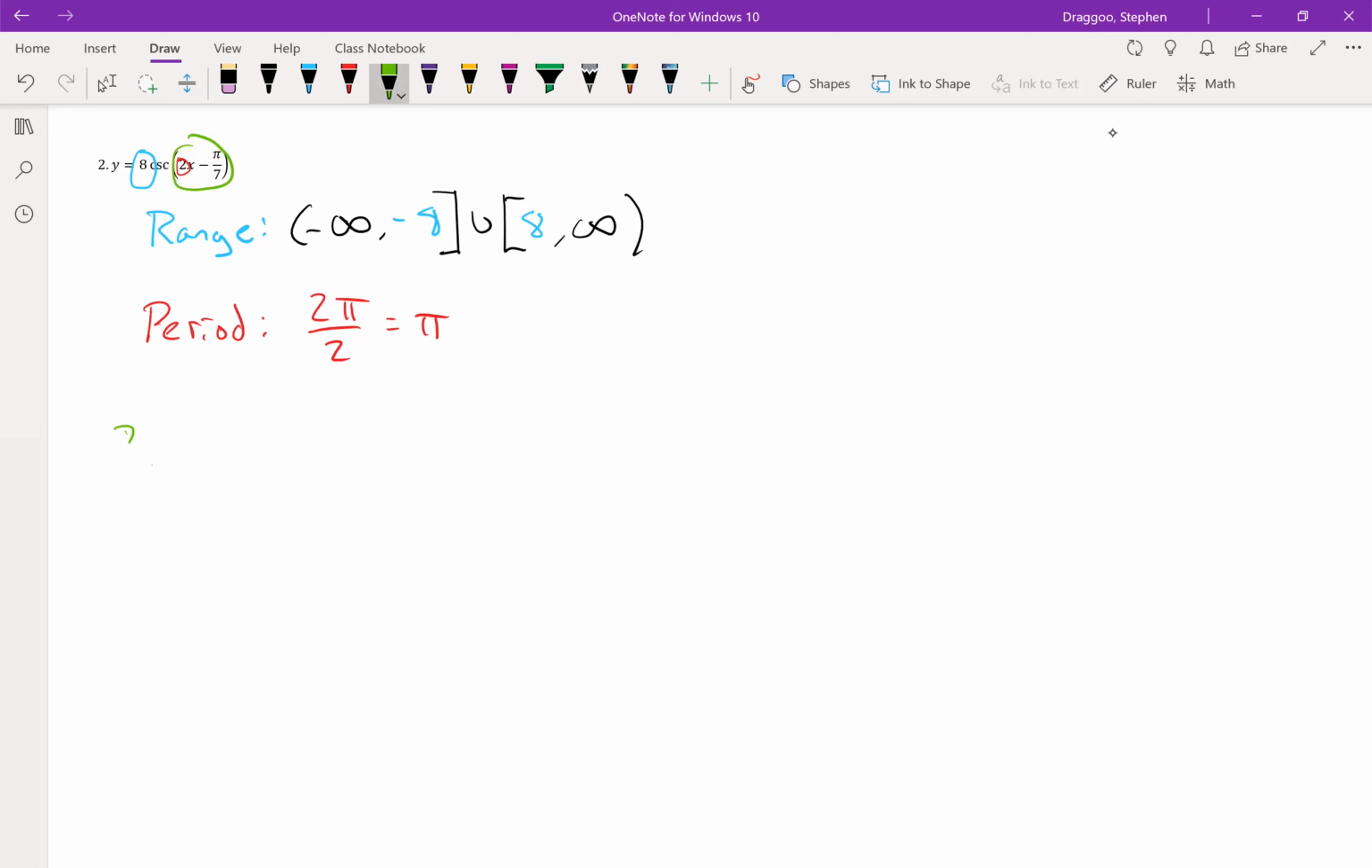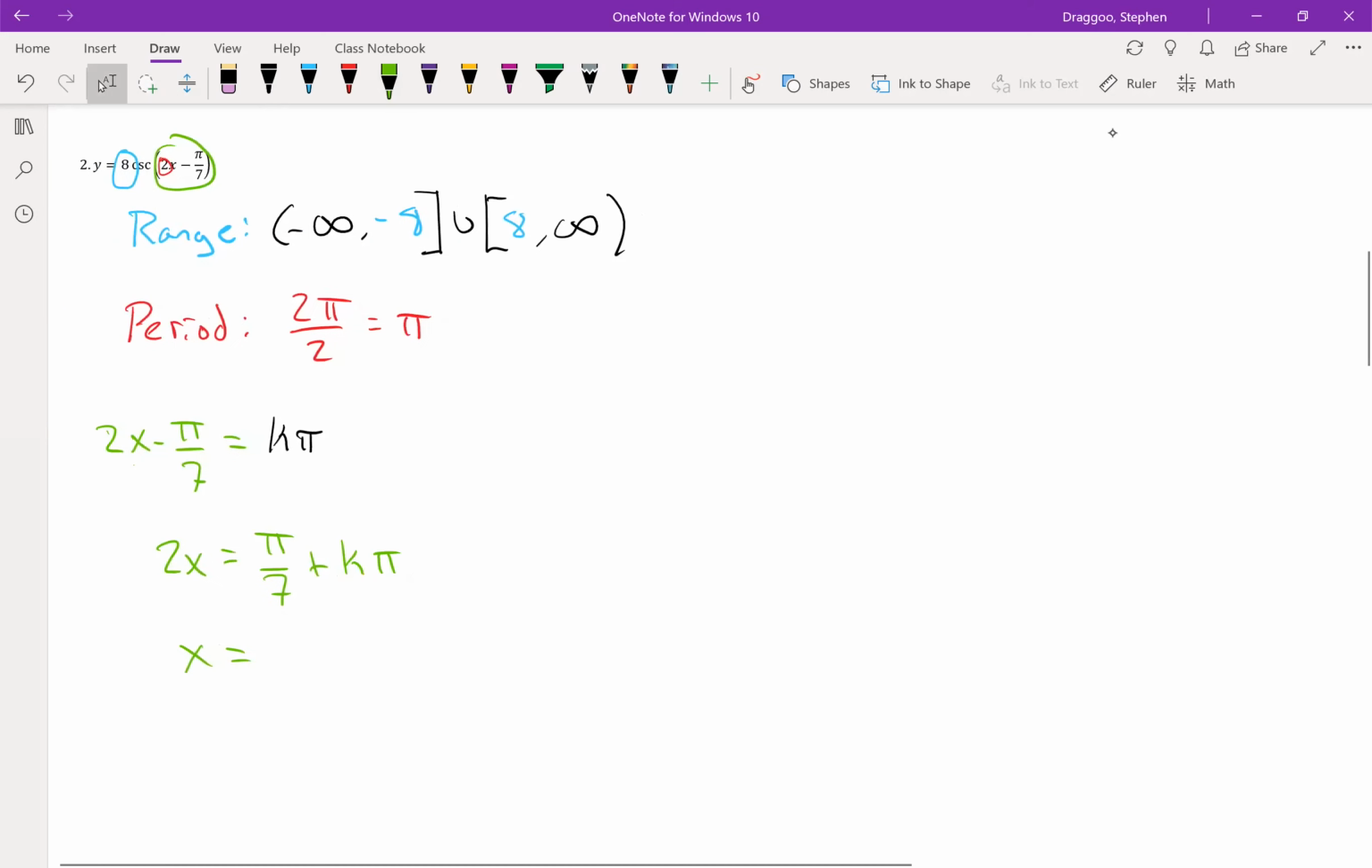I'll take 2x minus pi over 7 and set that equal to k pi and solve for x. The 2x is equal to pi over 7 plus k pi, meaning x is pi over 14 plus k pi over 2, or 2 pi plus 17k pi over 34.